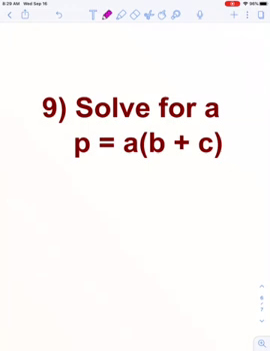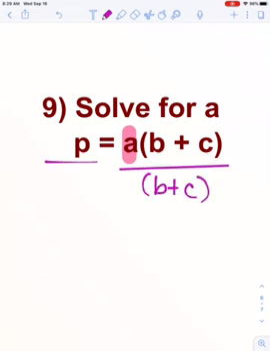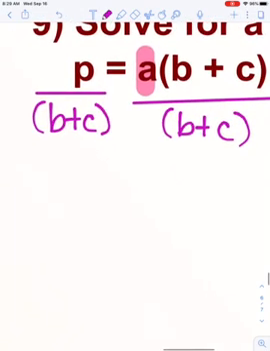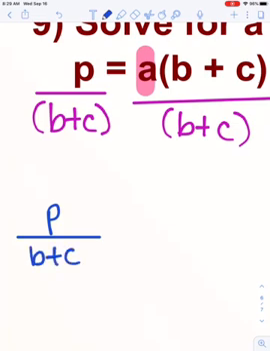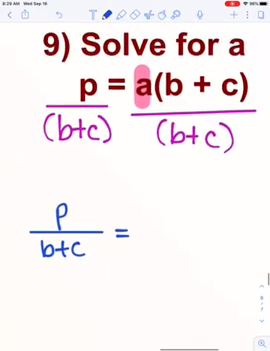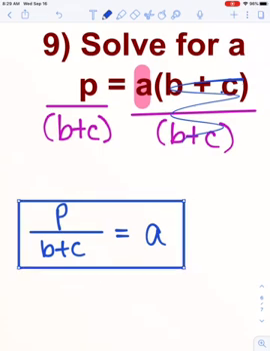Distribution is multiplication. Okay, so a is being multiplied by b plus c. So if it's being multiplied by b plus c, I just need to do the opposite of that, and I need to divide by b plus c. Divide by b plus c on both sides. On the left, I don't have to have the parentheses on the bottom because they aren't really doing anything. So it's just p over b plus c. You can have parentheses on the bottom if you want, but you don't have to have them. On the right, the b plus c's just cancel, and I'm left with a.